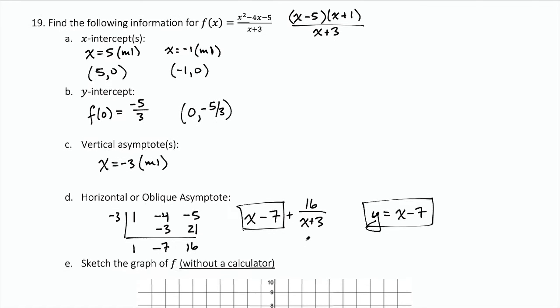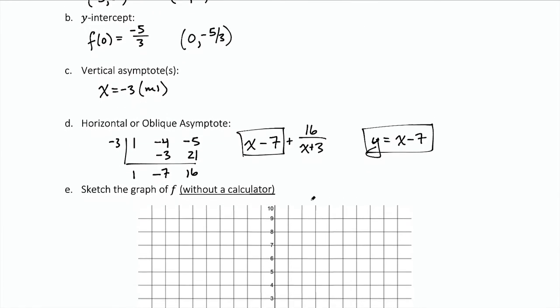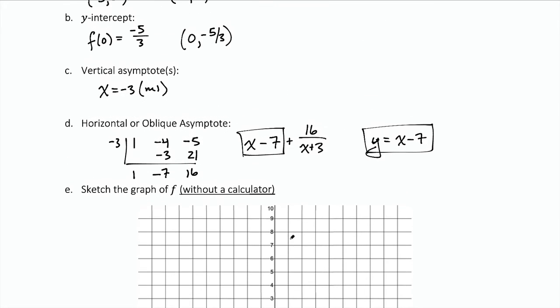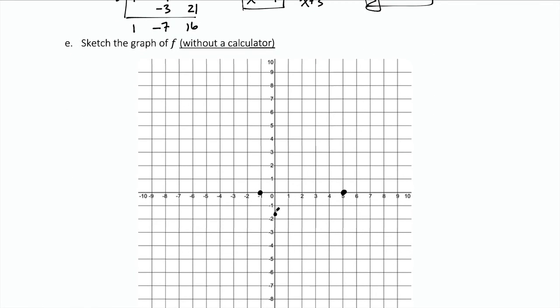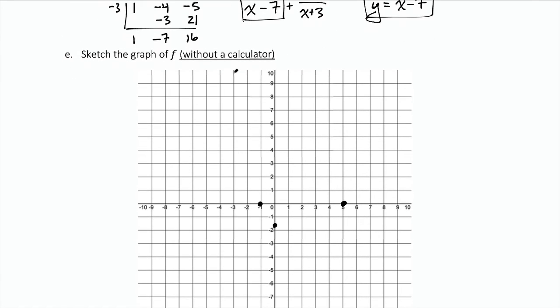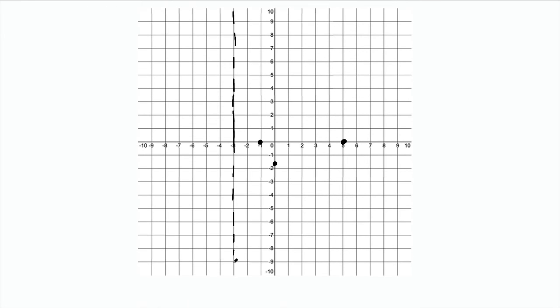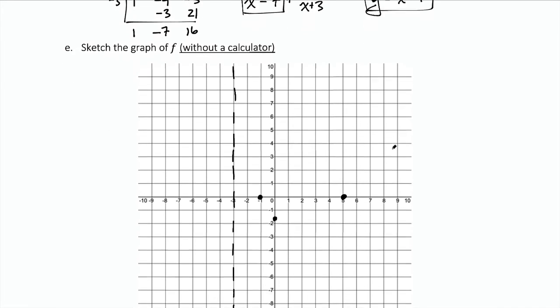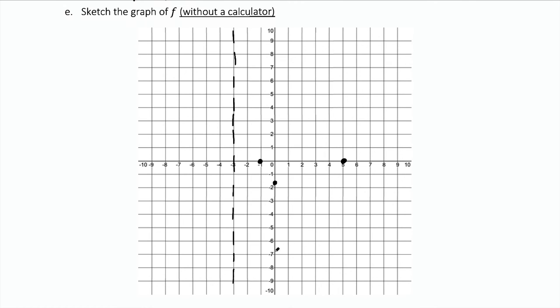So let's go ahead and start sketching this. We've got our x-intercepts at 5 and negative 1. We've got our y-intercept at (0, negative 5/3). We've got our vertical asymptote at x equals negative 3. And we've got our oblique asymptote of y equals x minus 7. I'm going to go ahead and just draw a perfect line, and then I can turn it into a dashed line.